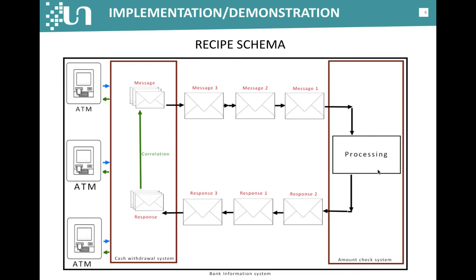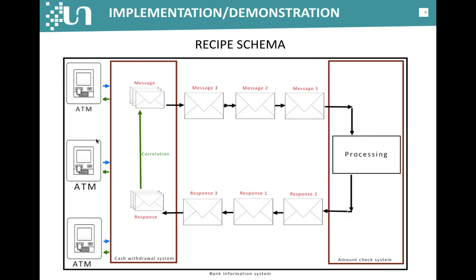So the amount check system processes with the database and checks if the user has this amount and responds to the cash withdrawal system. And then when this system has the response, it makes a correlation with the response in the message and knows what response to return and to what ATM.